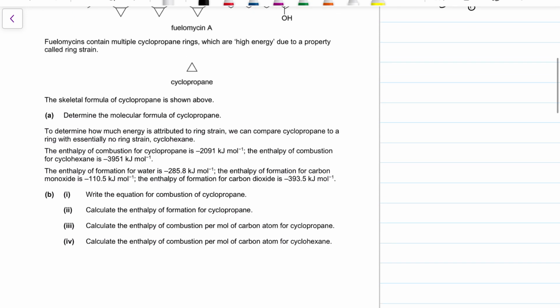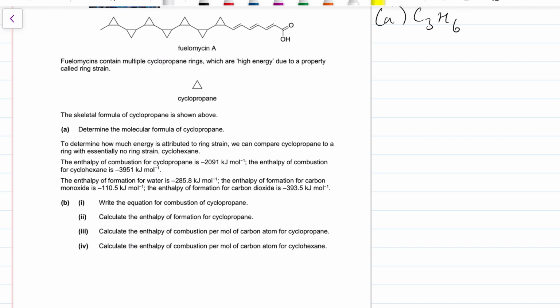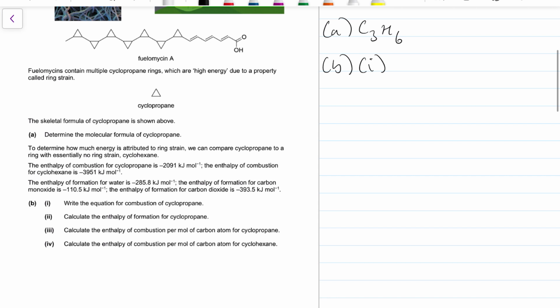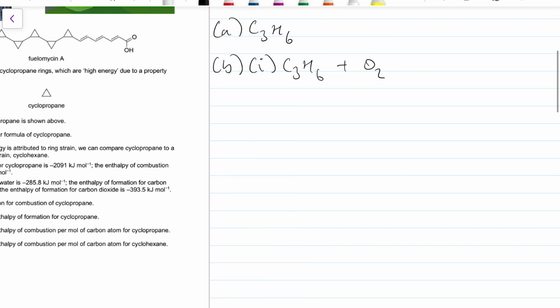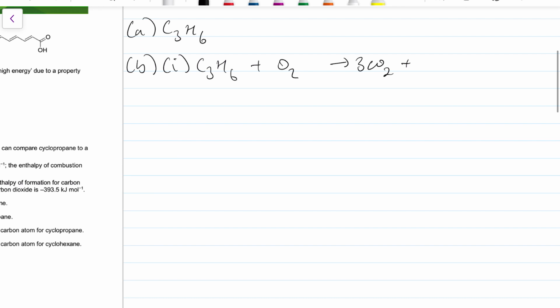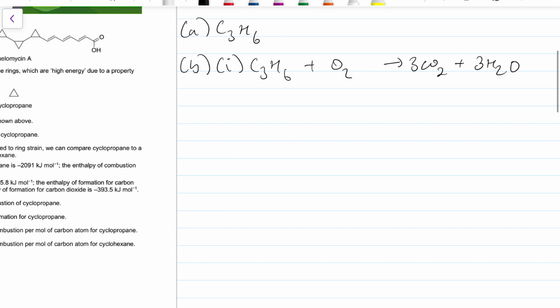Now we're on to some thermodynamics. They're talking about a quantity called ring strain. You don't really need to know anything about it to answer the question. All we need to do is firstly write the equation for combustion of cyclopropane. If you've done Hess cycles before, you'll know that we're talking about complete combustion in this case. So we're going to be forming carbon dioxide and water, and hopefully you can all balance this equation quite quickly. There's 6 hydrogens, so we're going to have 3 waters. Now there's 6 plus 3, that's 9 oxygens in total.